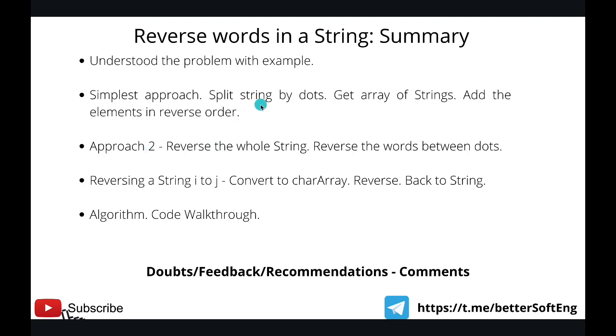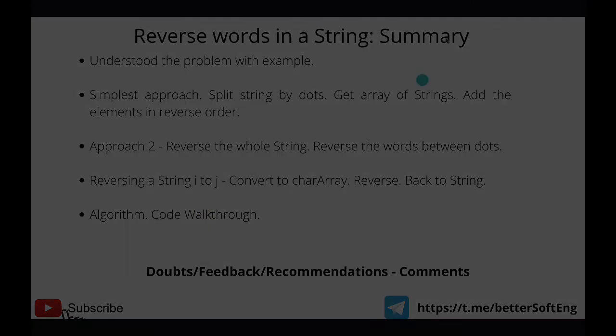This approach does not use the split method of the string class that we used in the first approach. In this approach, we basically first reverse the whole string and then our aim was to reverse the words between the dots. So our new subproblem became reversing the string from i to j. Now this is a very common subproblem. We cannot reverse it in a direct manner as we do it for an array. Why? Because string is immutable in Java. So we first converted that to a character array. We reversed that and then we created a new string using this character array and then we returned that. We wrote the algorithm for the overall problem and we also did a code walkthrough for the same algorithm.